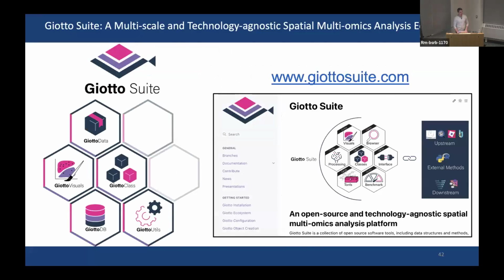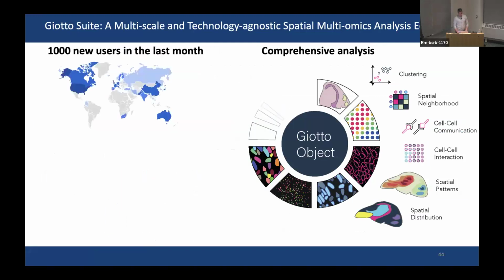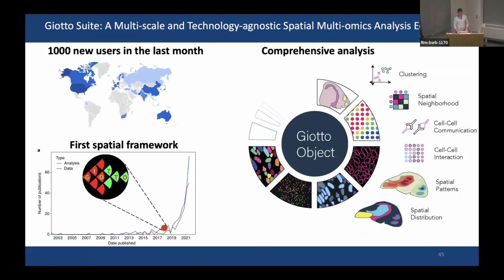So we developed Giotto Suite, and this is where you can find a little bit more information. We have a very rich website, including ideas about how to contribute, and lots of different tutorials, example data sets, and so on. It all started at the end of my postdoc, when I developed Giotto, which was a tool to analyze spatial data. It has a lot of new users every month, about 1,000. It was also the first spatial network, I think, at least on the bioRxiv, that was available.